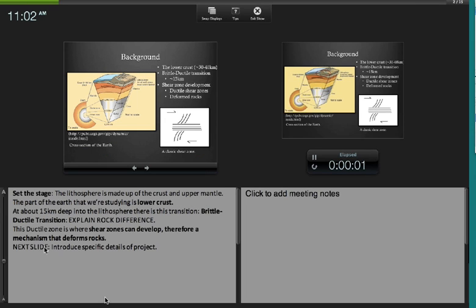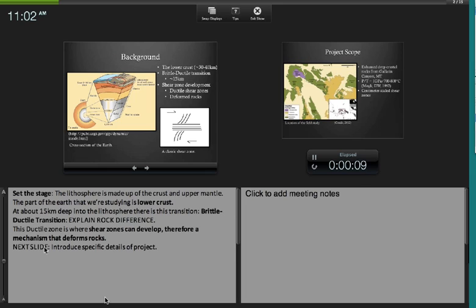The shear zone is made up of the crust and the upper mantle, and what we're going to be studying is the lower crust. But at about 15 kilometers in depth into the Earth, you have this brittle-ductile transition where rocks start to behave differently. So above 15 kilometers, rocks behave as they do on the surface of the Earth. They just break and crack. But below 15 kilometers is when they start to squish and recrystallize and deform.